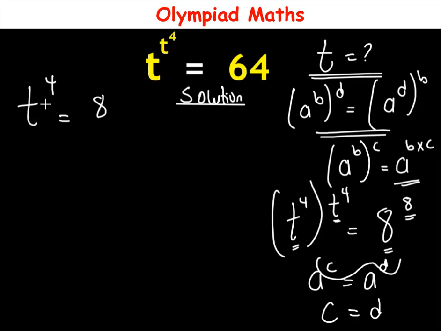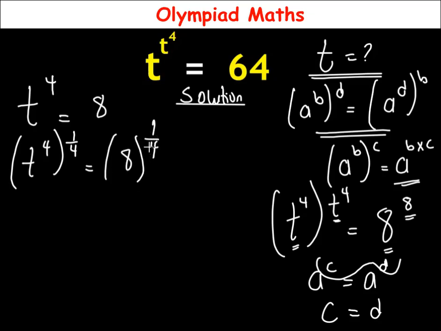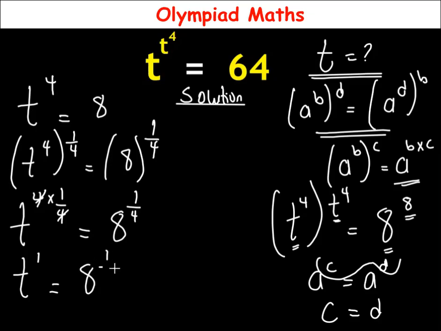With this, to solve for t, we're going to raise both sides of the equation to power 1 over 4. So in brackets, we have t raised to power 4, then power of 1 over 4, is equal to, in brackets 8, then power of 1 over 4. If we apply the same principle that a raised to power b, raised to power c, equals a raised to power b times c, this becomes t raised to power 4 times 1 over 4 is equal to 8 raised to power 1 over 4. With this, 4 divided by 4 leaves 1, and we have t raised to power 1 is equal to 8 raised to power 1 over 4.